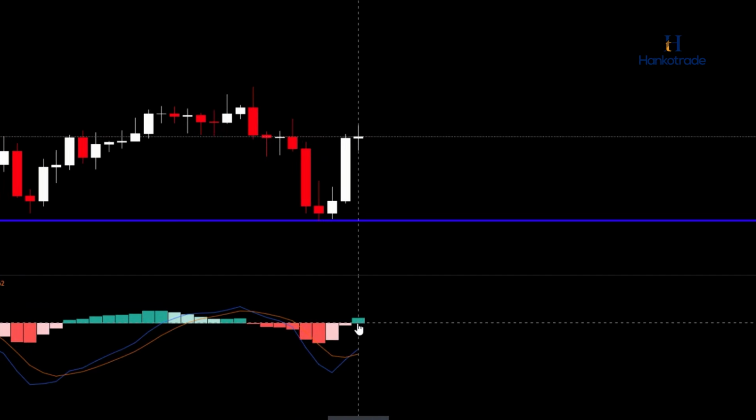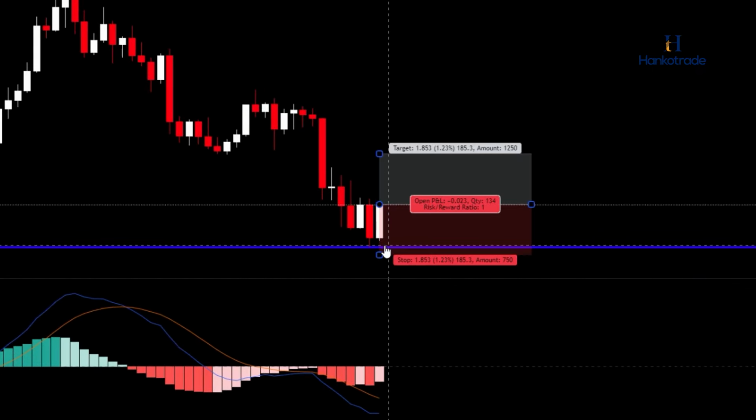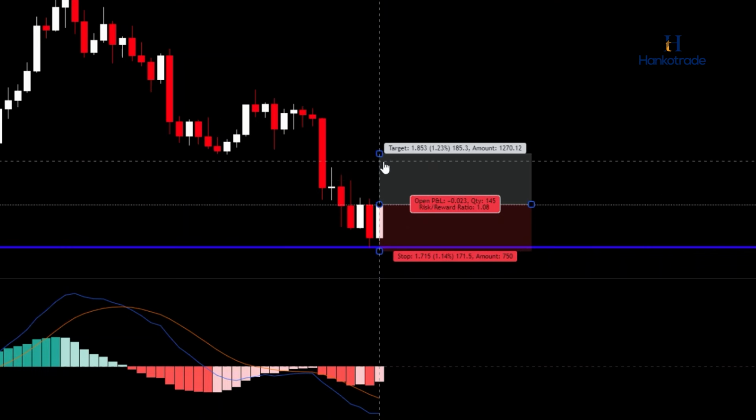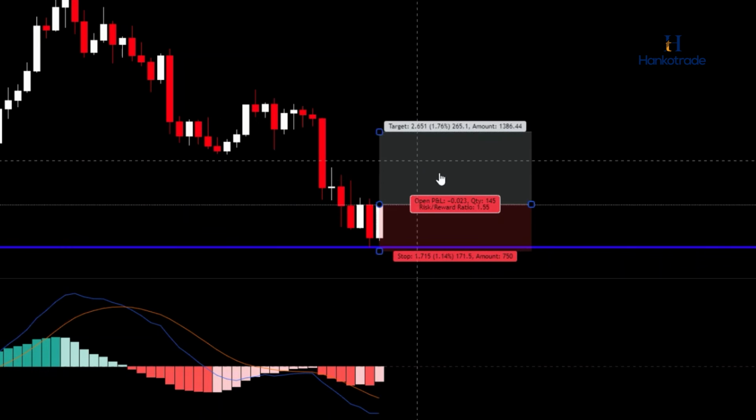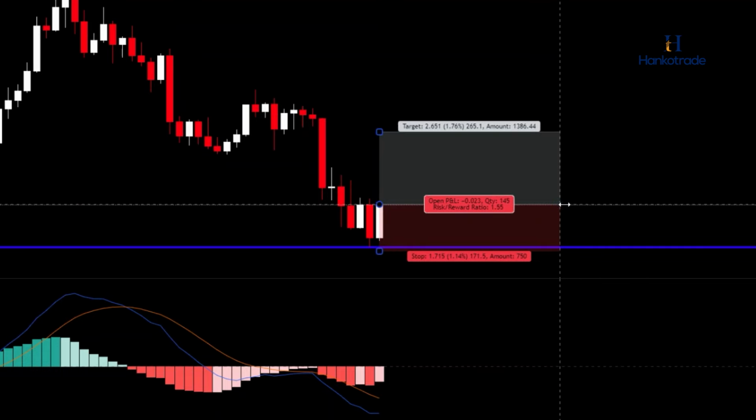Now let's return to the 2-hour time frame and discuss the exit strategy. For the stop loss level, it can be placed at the key support level. As for the profit target, it is recommended to set it at 1.5 times the stop loss. In this trade example, the trade ended up being profitable.